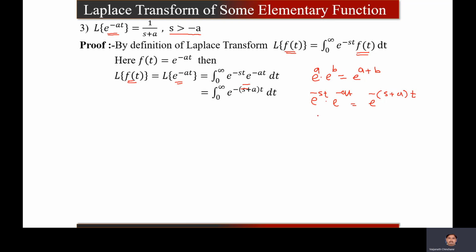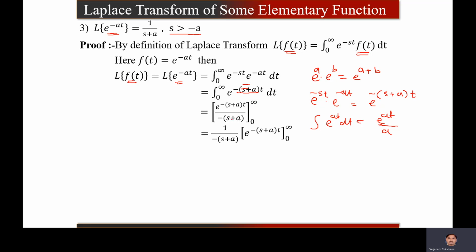To evaluate this integration, we have a formula: integration e raised to at dt is equal to e raised to at divided by a. So a is this term total, right? And therefore this integration is equal to e raised to minus of s plus a t divided by minus of s plus a, and the integration is from 0 to infinity. Now 1 upon minus of s plus a we take outside, which is the constant term, in bracket e raised to minus of s plus a into t, and the limits are 0 to infinity. So now we put upper limit minus lower limit. When we put upper limit t equal to infinity, we get e raised to minus infinity, minus, when we put lower limit 0, then we get e raised to 0.